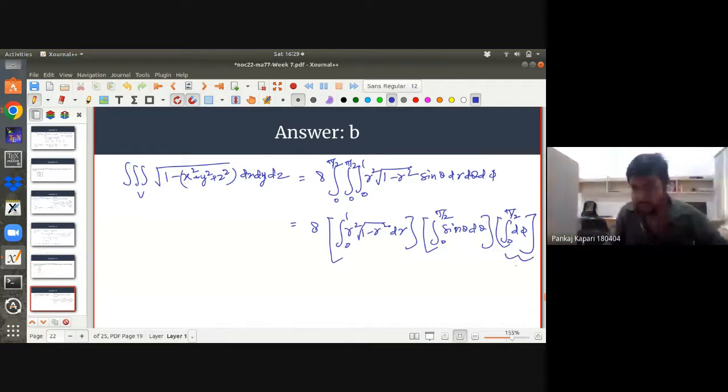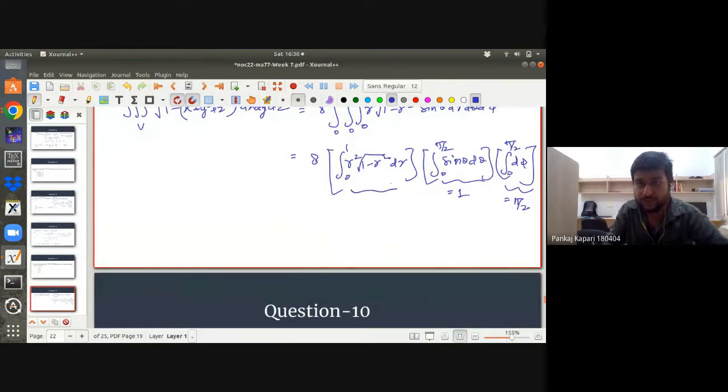So this integral will be equal to pi by 2, and this integral we have already calculated is equal to 1, because it is minus cos theta from 0 to pi by 2. So we just have to find this first integral.